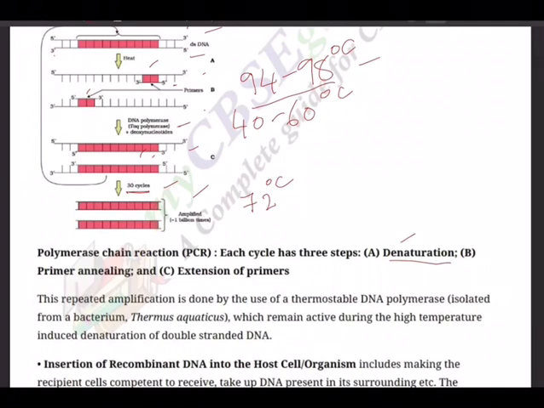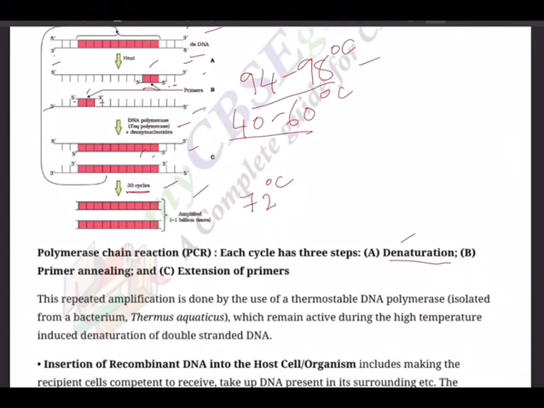Then the second step that we talked about is primer annealing. Annealing means joining. The 2 oligonucleotide primers anneal, that means join together, hybridize to each of the single strand template DNA, since the sequence of the primers is complementary to the 3' ends of the template DNA. As you are seeing, this one is 3' to 5', whereas this one is 5' to 3', and this is 3' to 5', and the complementary is 5' to 3'. And that is what we say.